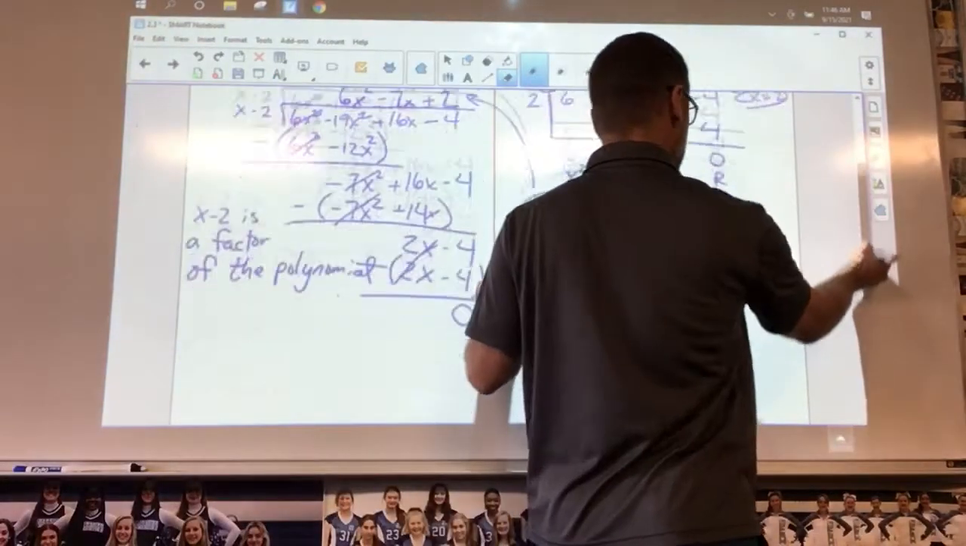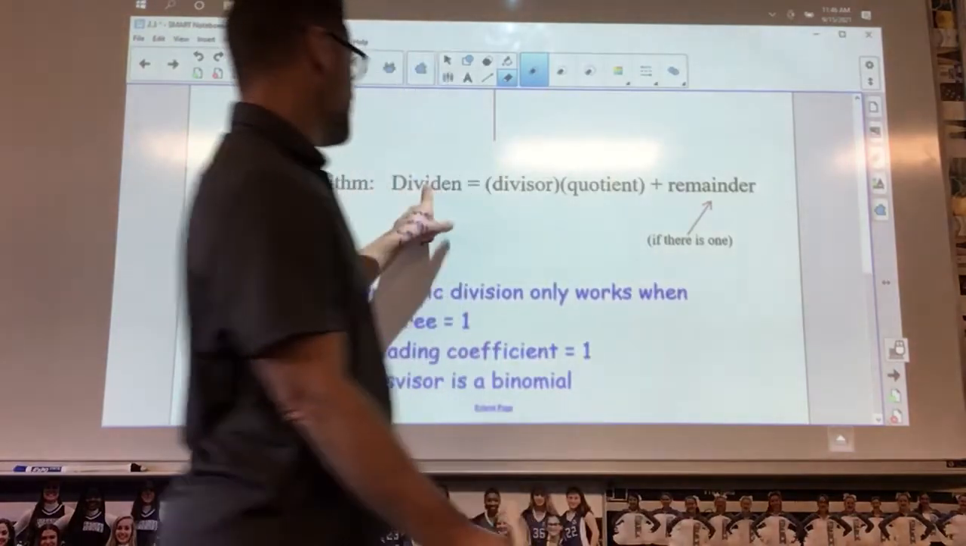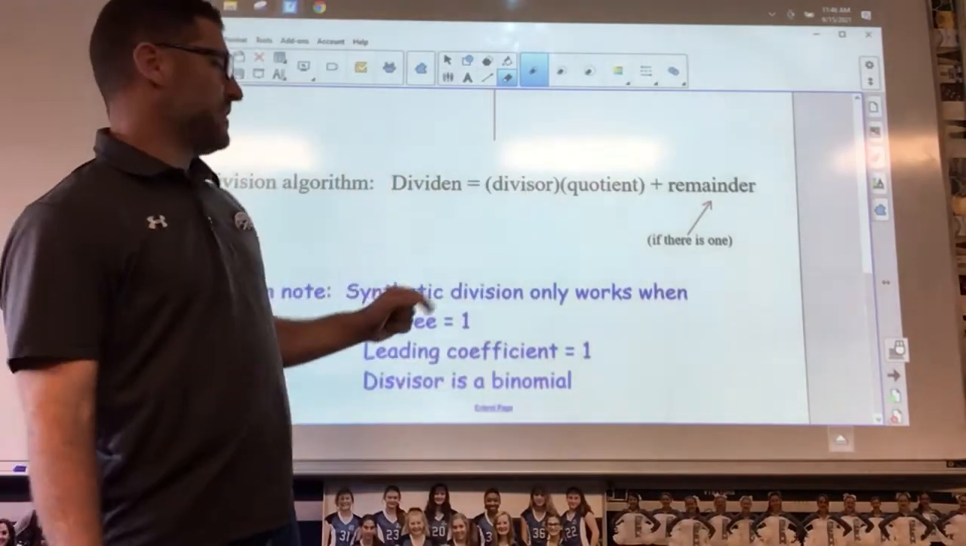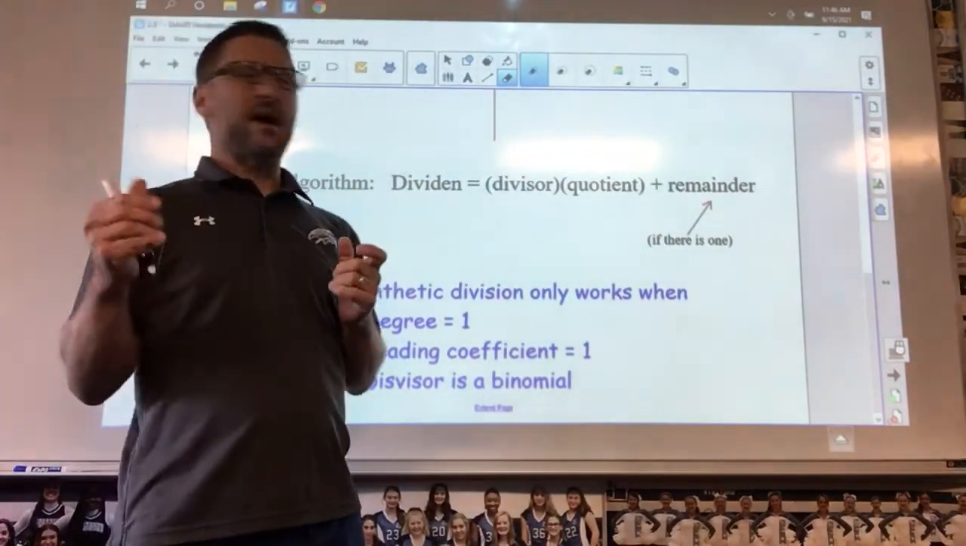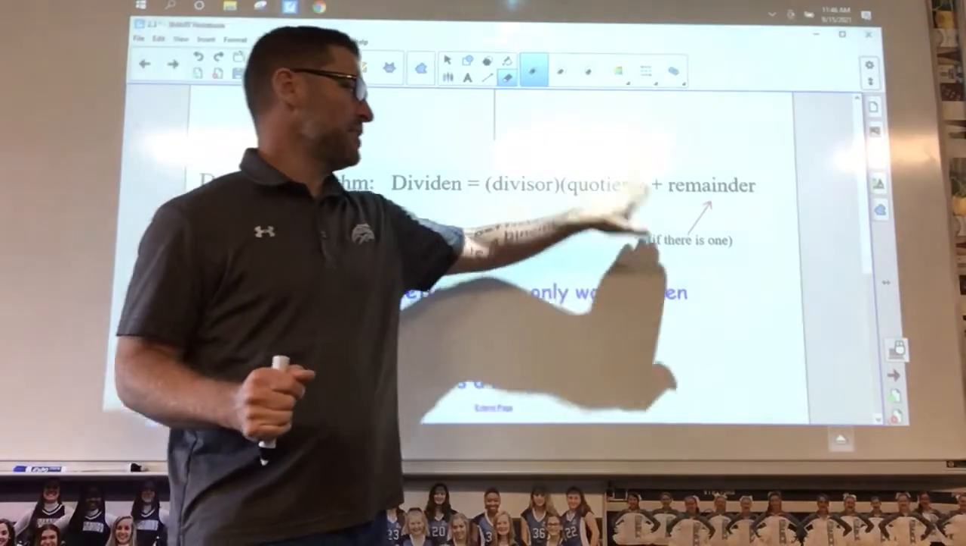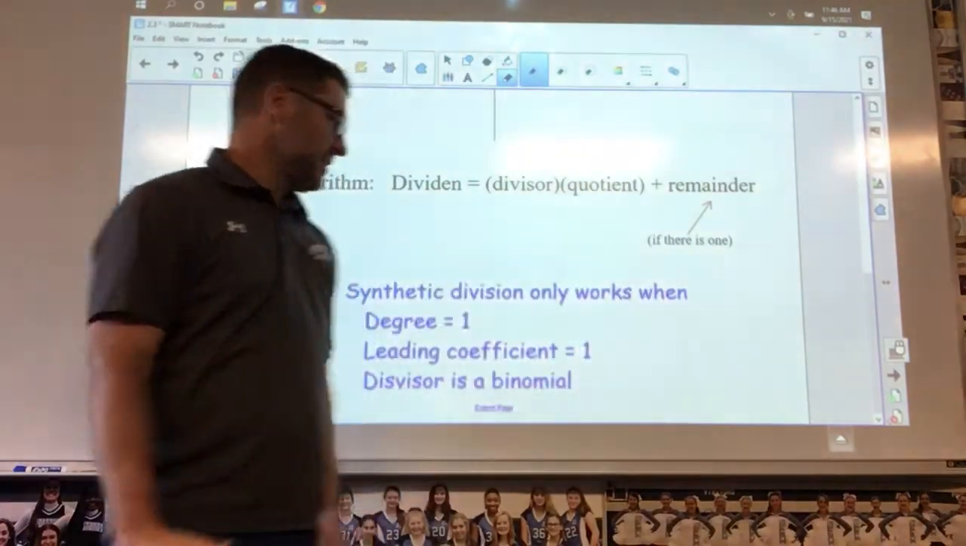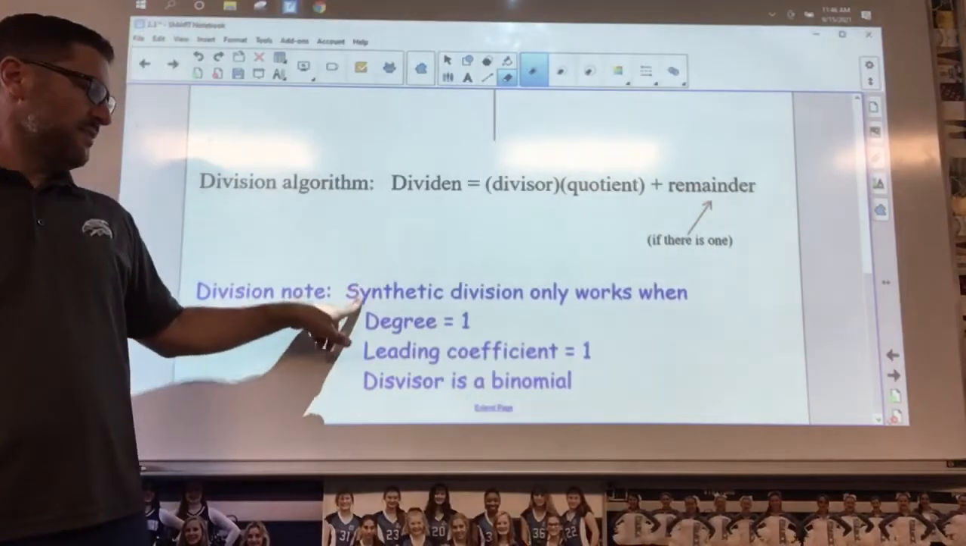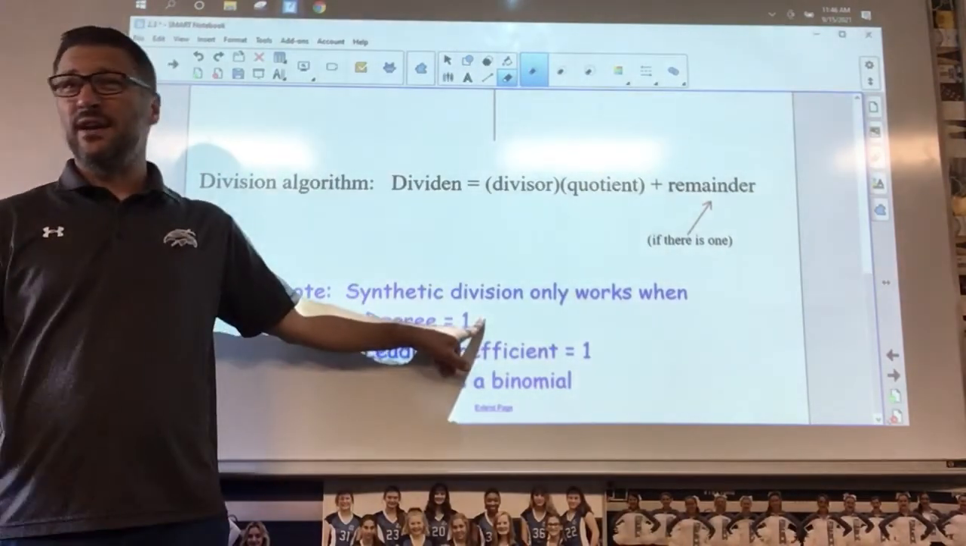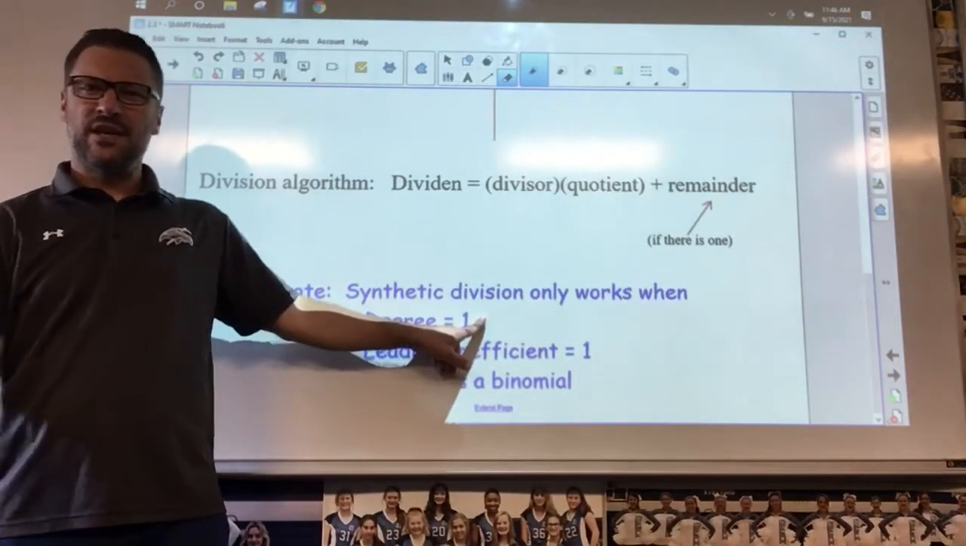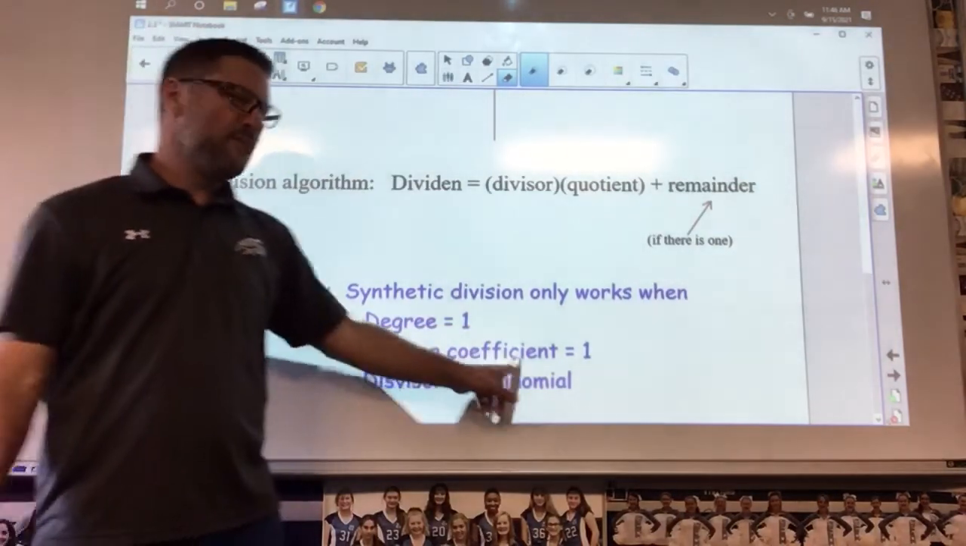I put some of those notes down here at the bottom. Your division algorithm: there's a rule that says when you write your answer, you write the divisor times the quotient plus remainder. I'll show you that in a second. Synthetic division only works if the degree is 1. It can't be x squared that you're dividing by. Your leading coefficient has to be 1.